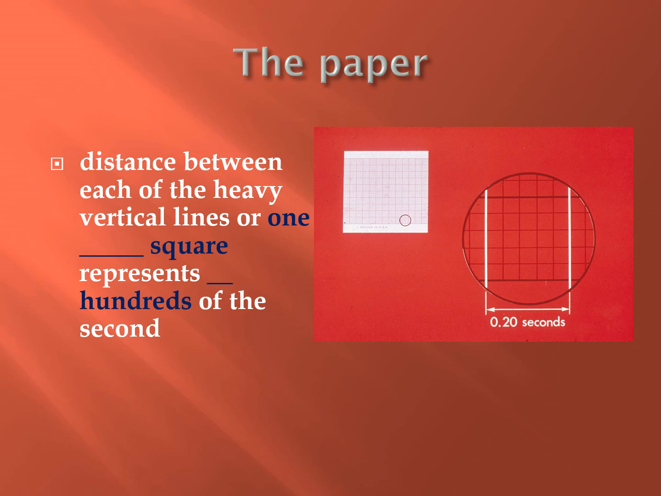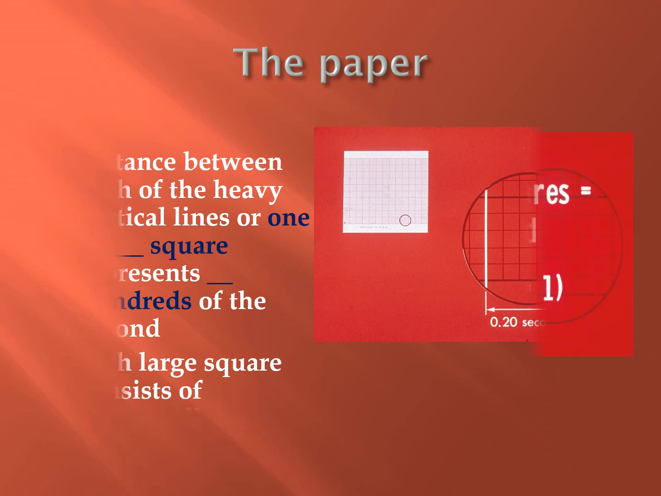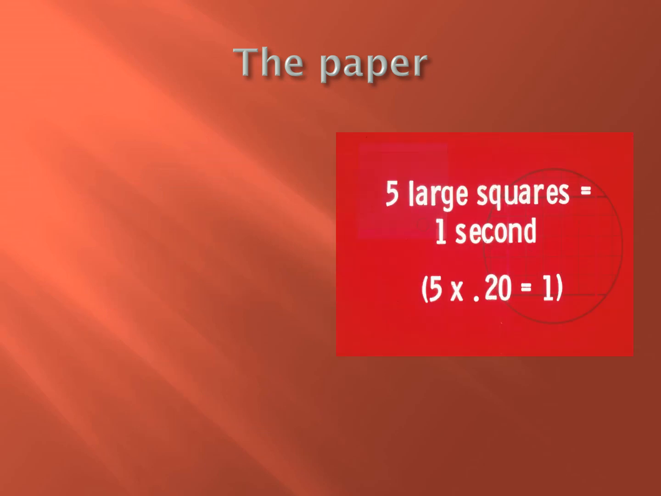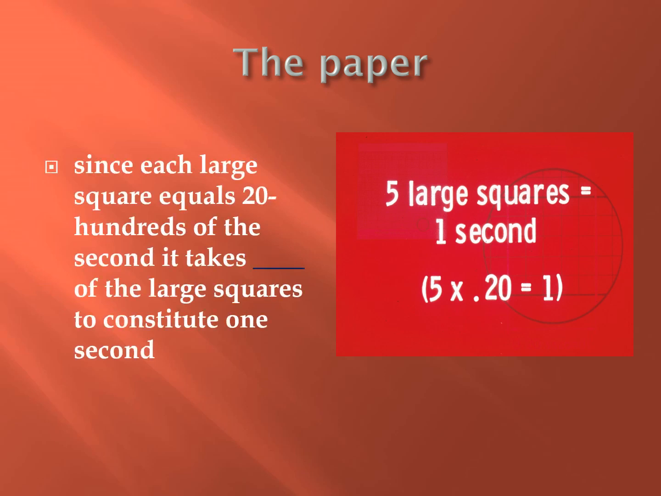Each large square on the paper, which is what you see over here, consists of 5 small squares. That's where 0.04 comes in 5 times, which would be 0.20. So 5 large squares equals 1 second on an EKG paper. Since each large square equals 20 hundredths of a second, it takes 5 of the large squares to make 1 second.